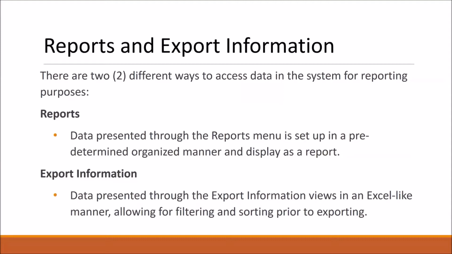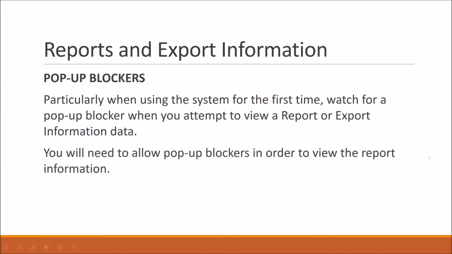So reports are that fixed, static, and export is that more sortable way of getting information. A lot of times we put data in the export information because there's so much information it's not going to fit on one page. So that's another reason why data might be found under that menu rather than a report menu. Just keep that in your mind when you go to look for data, why it might be under one menu option versus another. So hopefully that helps.